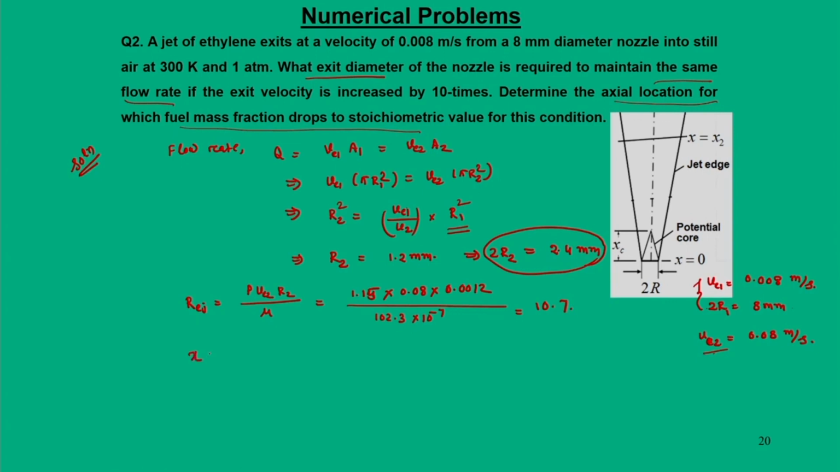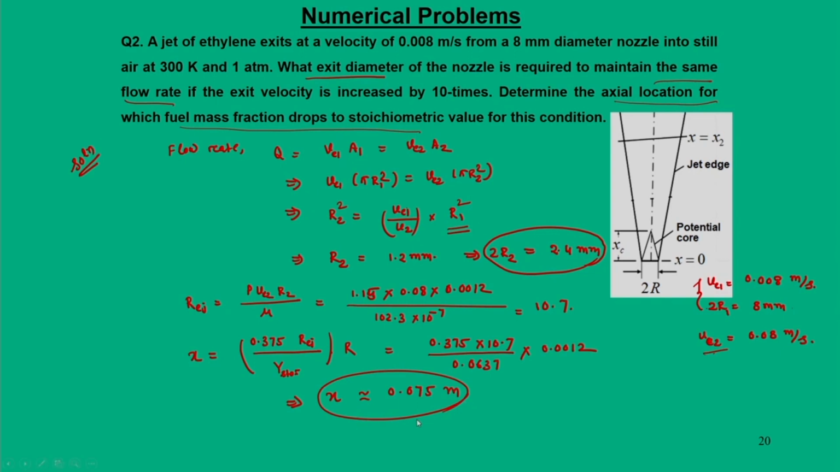Then we can recall the expression x is equal to 0.375 Rej divided by YF stoichiometric into R. So, this number would be 0.375, Rej is 10.7, divided by the stoichiometric value 0.0637 into R. R in this case is 0.0012. So, x is approximately 0.075 meter. Okay. So, this is almost close to the previous case, where the x value is 0.084 meter.